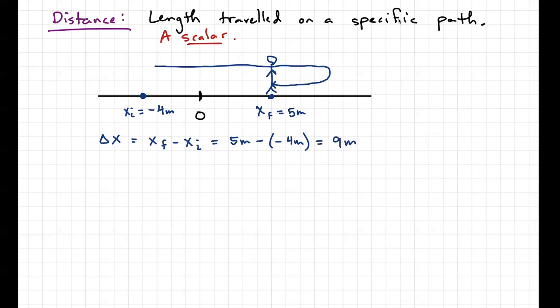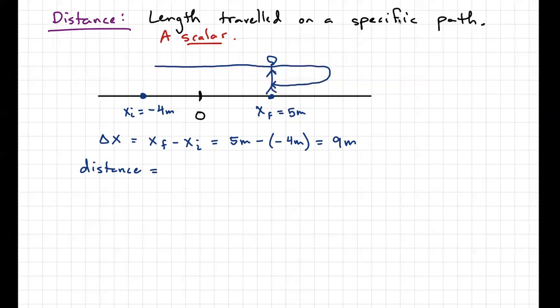Okay, distance is a little bit different. So distance is the length traveled on this specific path. So how far did I actually travel on this path? Well, I came from -4 and I went all the way out to 9 meters, it looks like. So I traveled 13 meters when I was doing that. So on that first leg, I traveled 13 meters, and then coming back, I traveled another 4 meters before I ended up back at 5. So in total, I traveled 13 plus 4 is 17 meters.